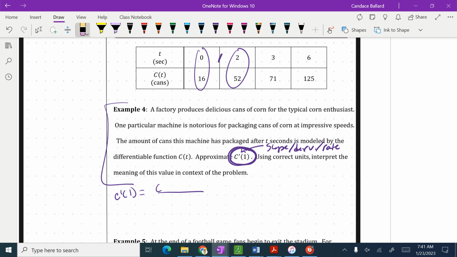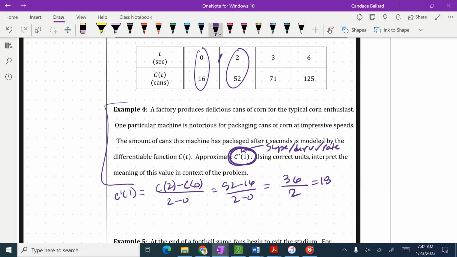So c prime of 1 equals c of 2 minus c of 0 over 2 minus 0. And then I'm going to plug in my 52 and my 16, and I'm going to write 2 minus 0 still, because that way I keep that difference quotient for both. We are going to take it to a number just for consistency today. Makes it easier to write our sentence. All right, so I got 36 over 2, which is 18.